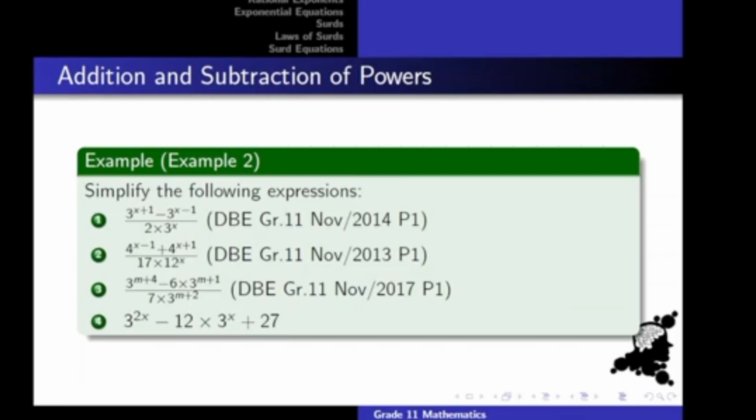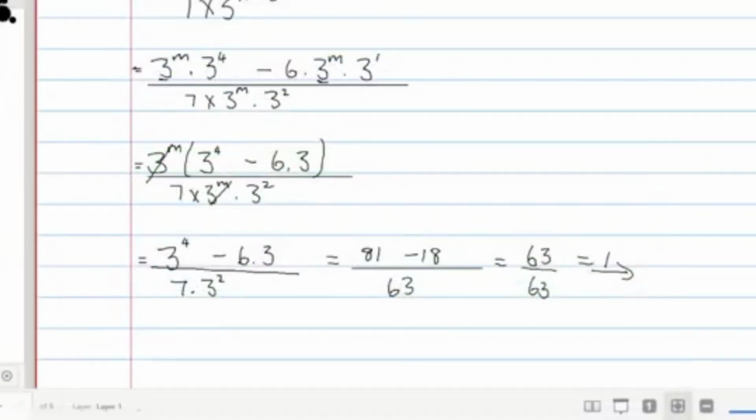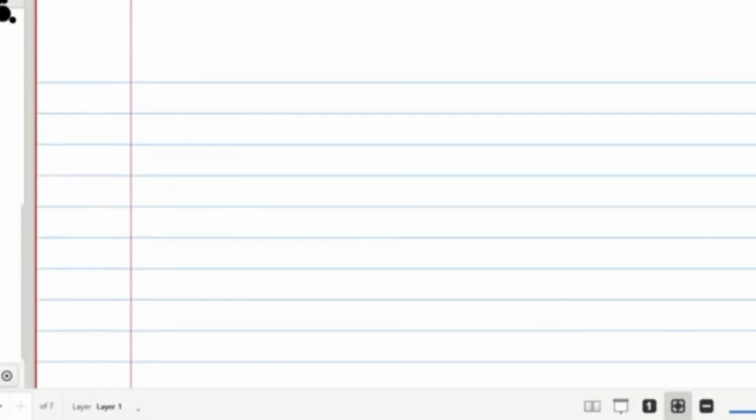So the last question is much different from previous questions. So let's focus and try to understand how to tackle this question. So you have 3 to the power 2x minus 12 times 3 to the power x, and then you have plus 27.